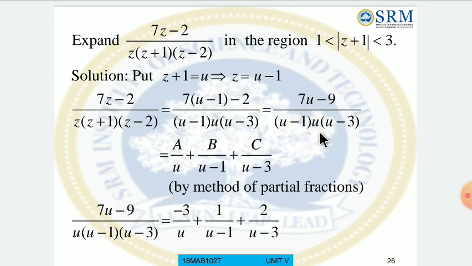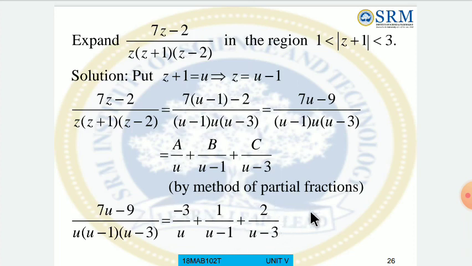But in the denominator there are three linear terms, am I right? u, u minus 1, u minus 3. So by using the usual method of partial fractions, we get A by u plus B by u minus 1 plus C by u minus 3. So these A, B, C constant values are minus 3, 1 and 2. So finally the equivalent function is minus 3 by u plus 1 by u minus 1 plus 2 by u minus 3.